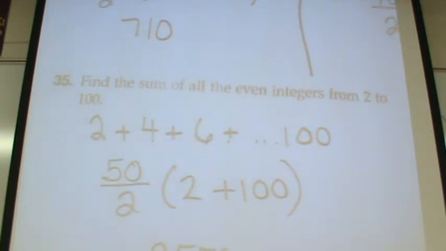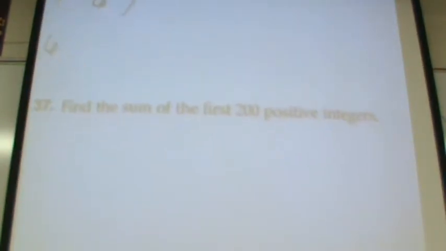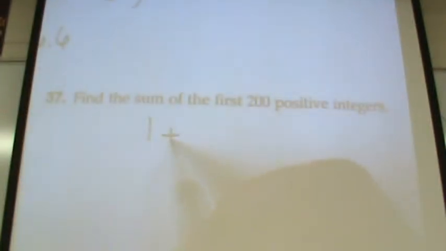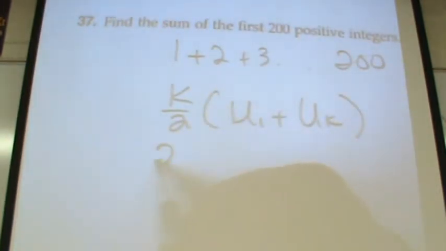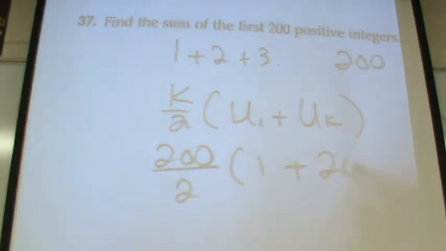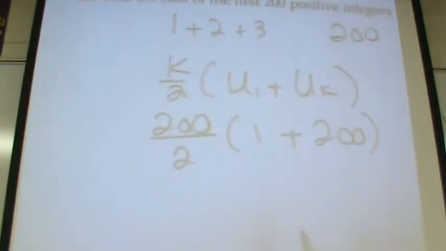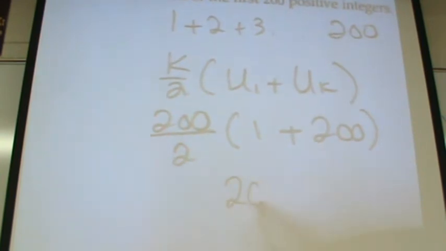And for 37, you're asked to add up the first 200 positive integers. So 1 plus 2 plus 3 all the way up to 200. So we have k over 2. We're adding the first term and the last term. So how many terms are you adding? 200 over 2. The first term is 1. The 200th term is 200. And this answer works out to be 20,100.